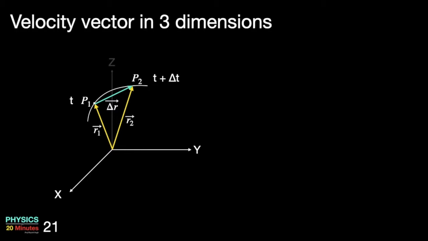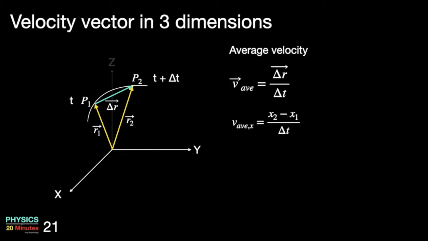What will be the velocity vector in 3 dimensions? Once you get the displacement vector, the average velocity is nothing but the displacement upon time. Therefore, the vector V average is vector delta r upon delta t. The three components of the average velocity would be given by V average x is (x2 minus x1) upon delta t, V average y is (y2 minus y1) upon delta t, and V average z is equal to (z2 minus z1) upon delta t.